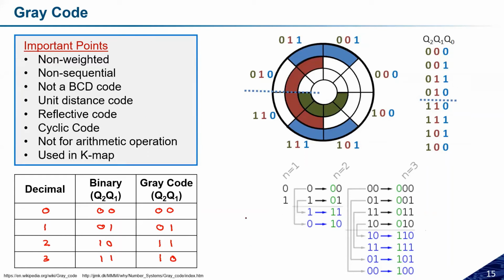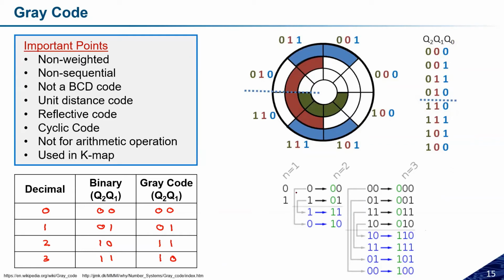Can you please explain this cyclic part again, this figure? But also the reflective one. The reflective part, okay, let me repeat it again. First, let me explain the reflective, then I will go back to the cyclic part.